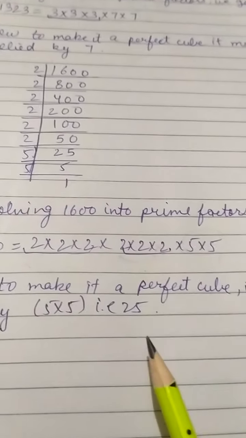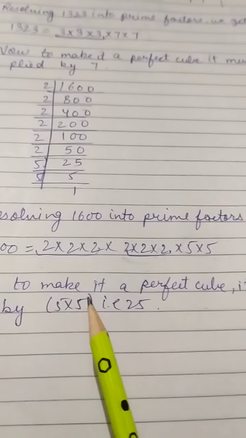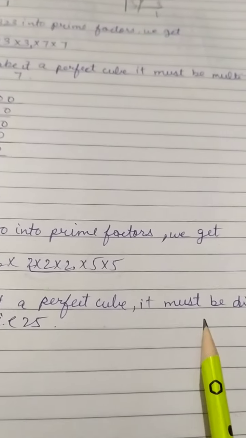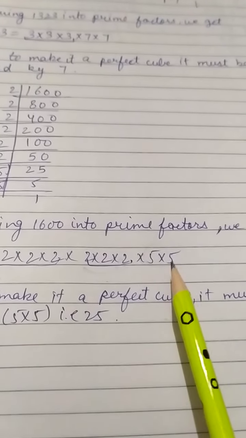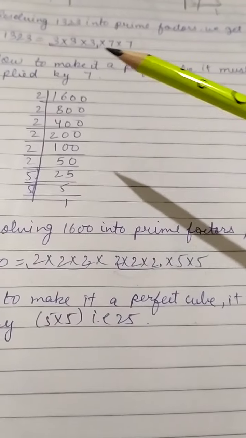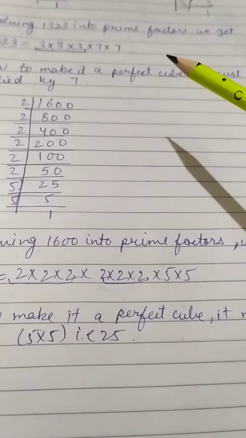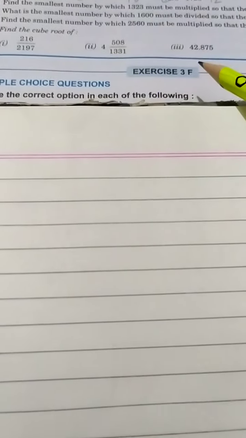It means we have to divide, not multiply. Now we have to divide children. So to make it a perfect cube it must be divided by 5 into 5. Means this number is left over, so means if we divide it by 5 into 5, that is 25, then it will become a perfect cube. All right. Now let us see how to find the cube roots of the numbers.